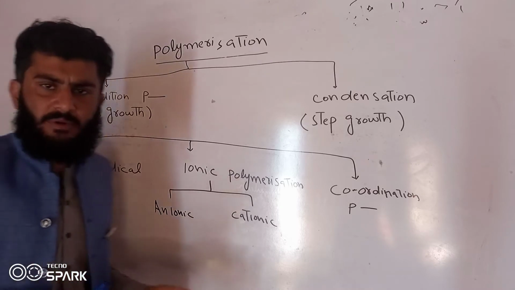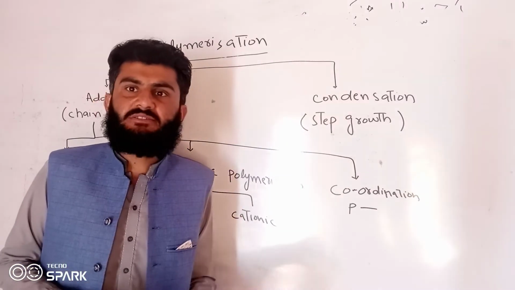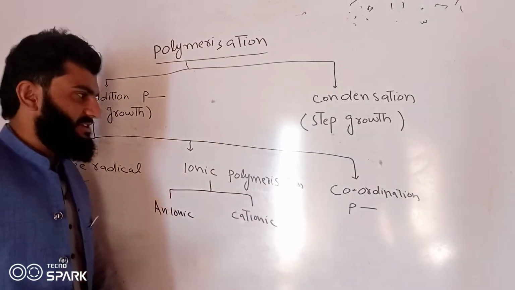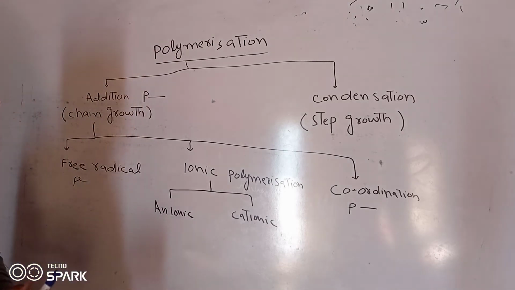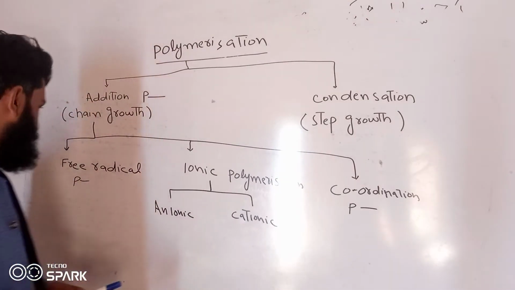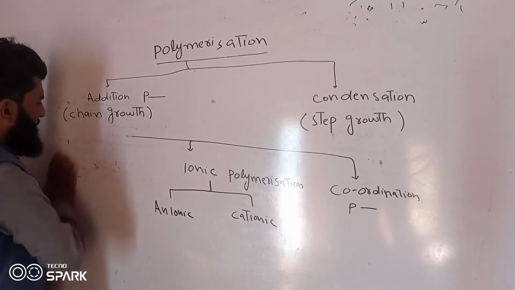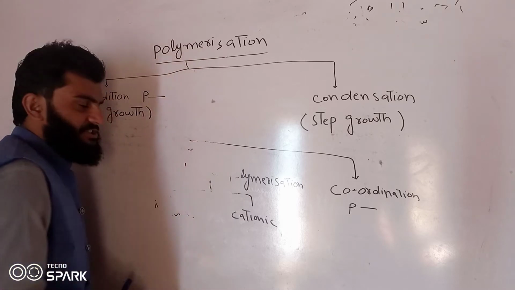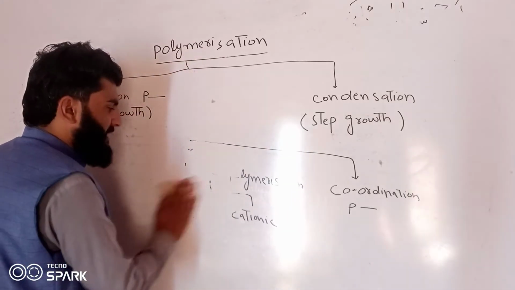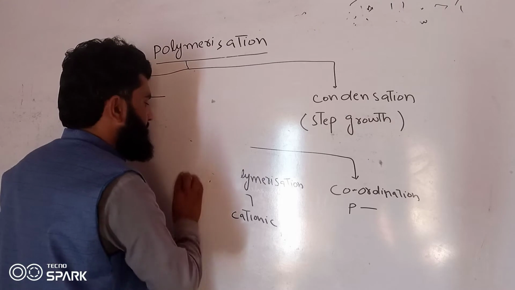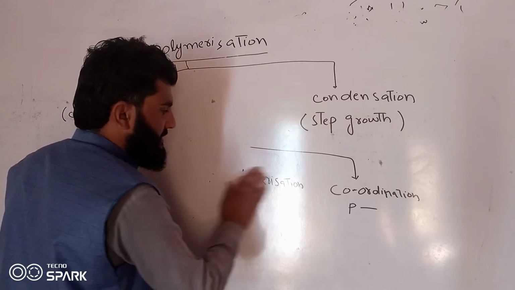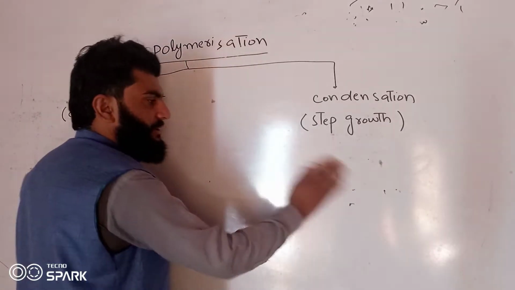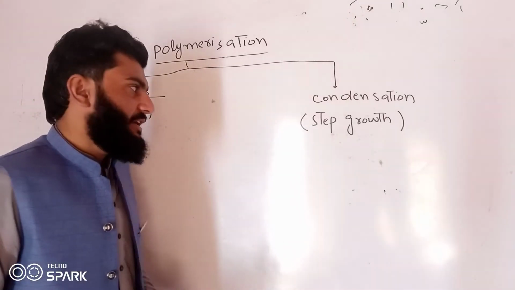Every type of addition polymerization has three main steps. So note down this classification. Addition polymerization may be ionic, meaning cationic or anionic, or coordination, but there are common steps in each type of addition polymerization.